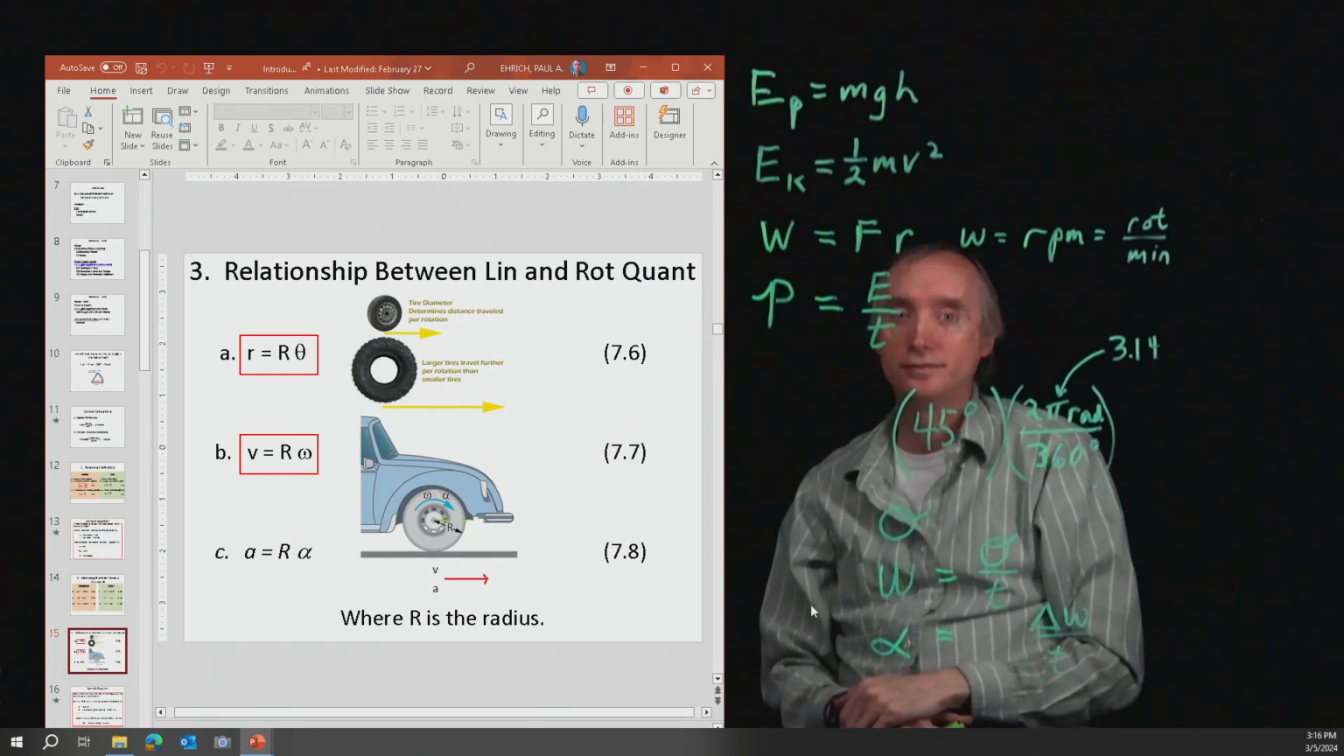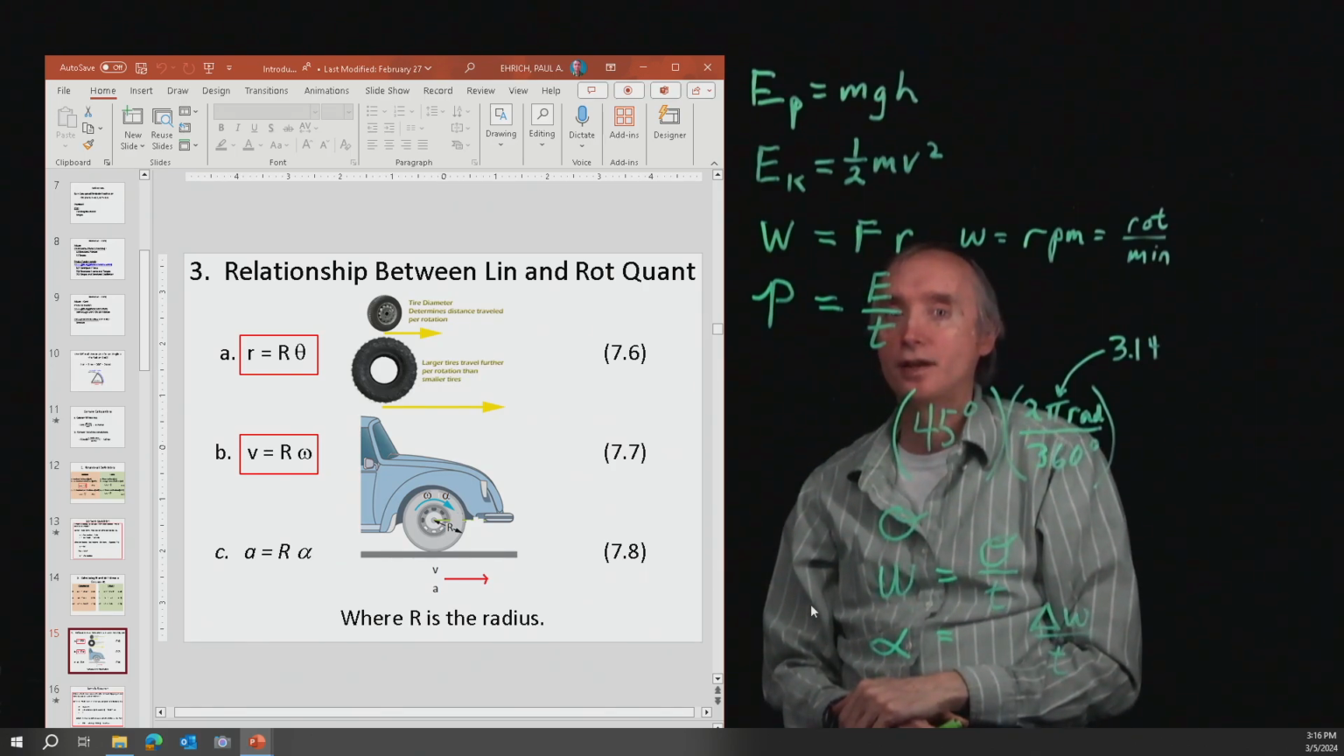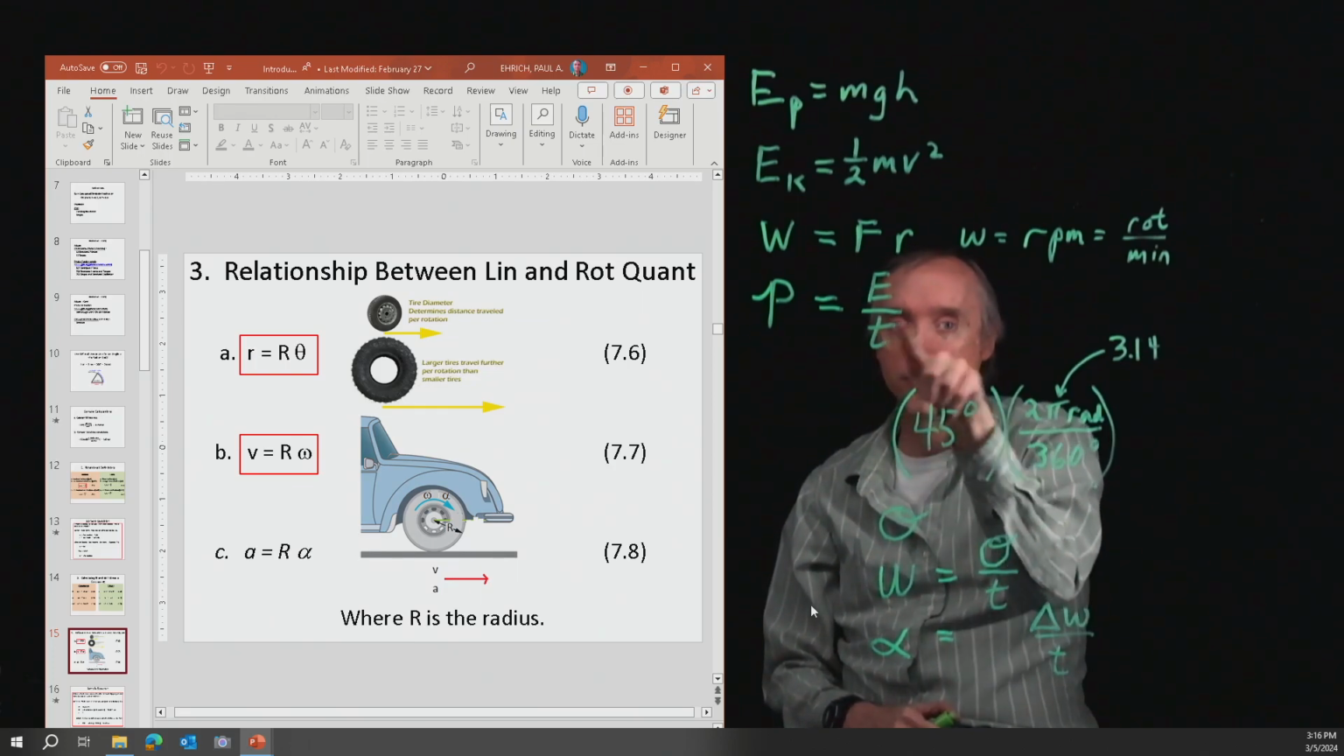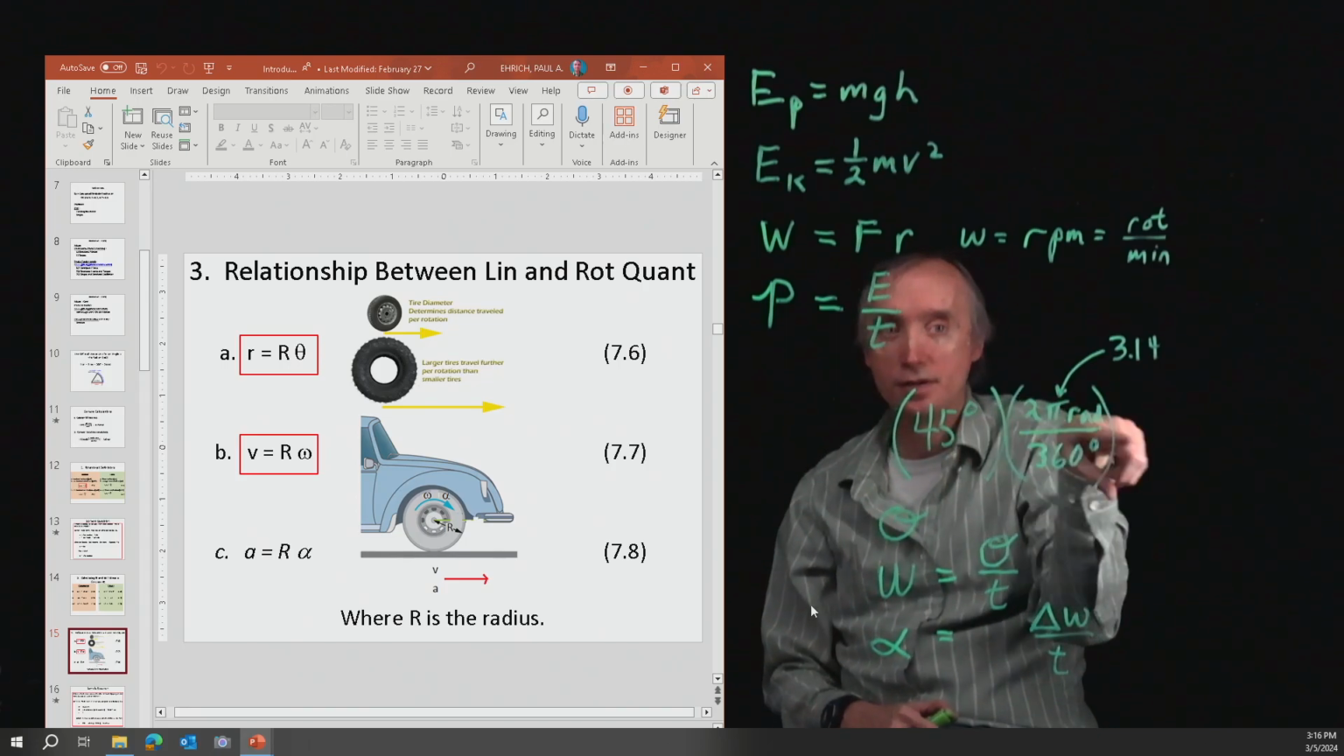Let's take a break. When we come back, we'll talk about the connectors between things that are rotating and things that are moving sideways.